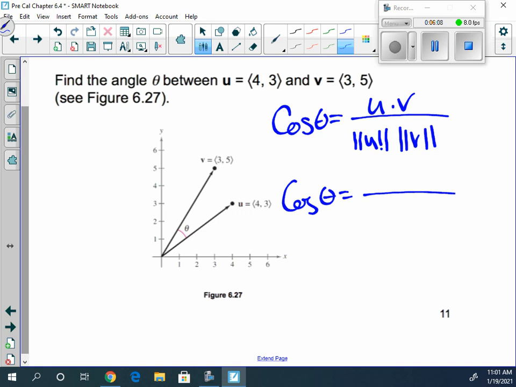So really at this point we're just simplifying and plugging things in. Now u dot v, so we're using u and v. On top we're going to have 4 times 3 plus 3 times 5. That's our dot product. Now we're going to have it over the magnitude of u and the magnitude of v.